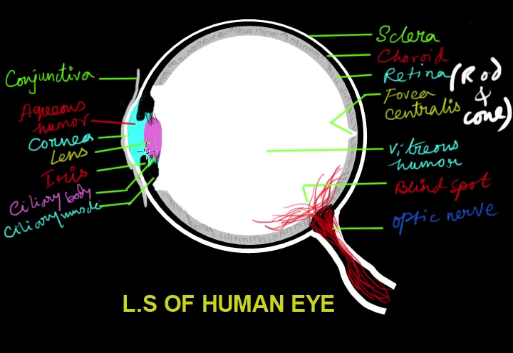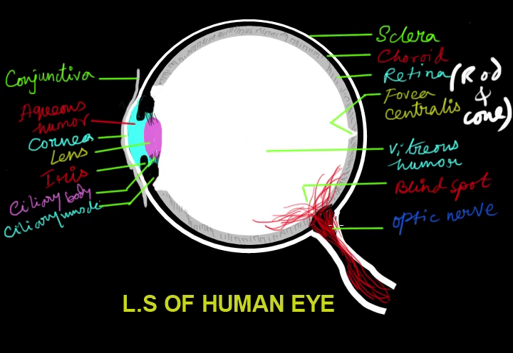This structure is the lens, which is formed by epithelial cells, and it is transparent. The light coming from the outside first passes through the cornea and then enters the lens. The lens is biconvex in nature and helps in the convergence of the light, making the converged light fall on the retinal layer.